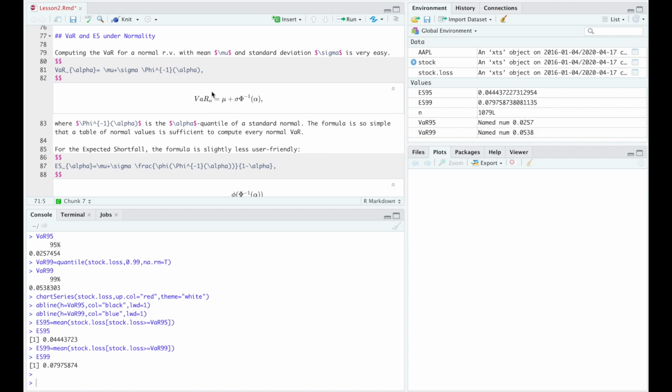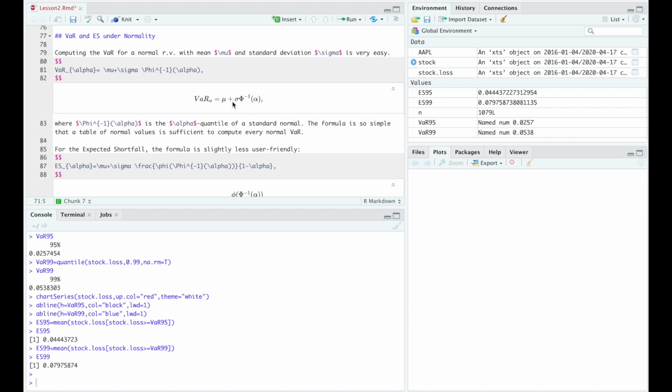Because take, for example, two different value at risks for two different assets following two different normal distributions. You will have a mu1 and a mu2 for the two assets, a sigma 1 and a sigma 2, but the phi to the minus 1 alpha part is the same because obviously the alpha level is fixed for the two assets, say 95% or 99%.